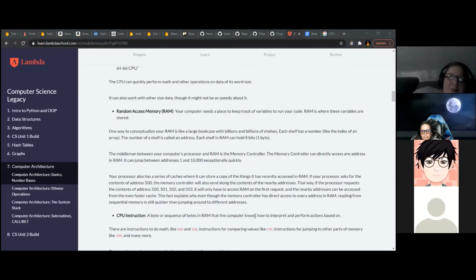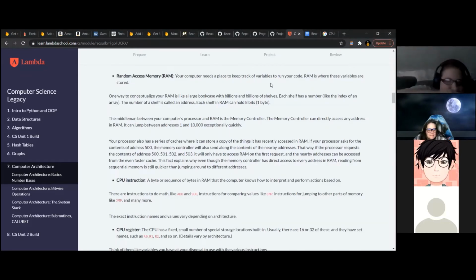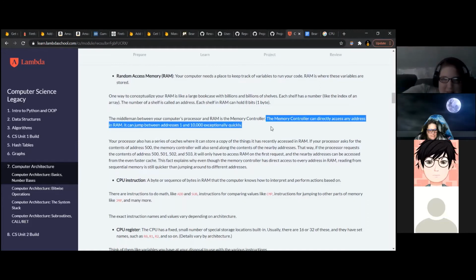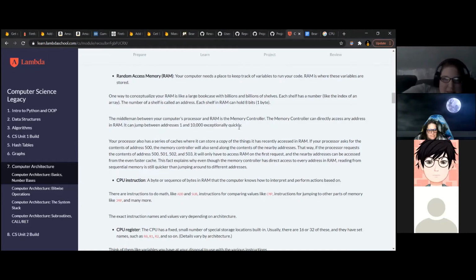In my brain, it seems like it's still a dictionary. There's an address, and the data lives at the address. What was the next question? The memory controller? Yes. So the memory controller directly accesses an address in RAM, and it can jump between addresses 1 and 10,000 exceptionally quickly.